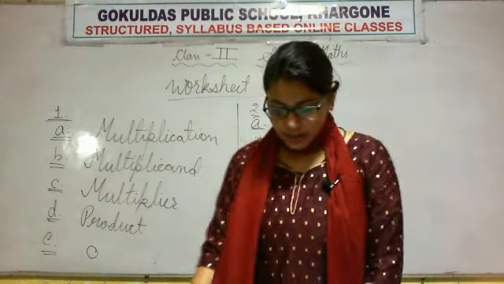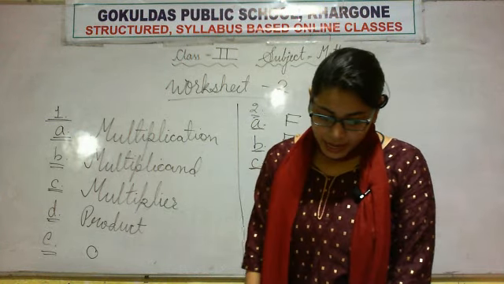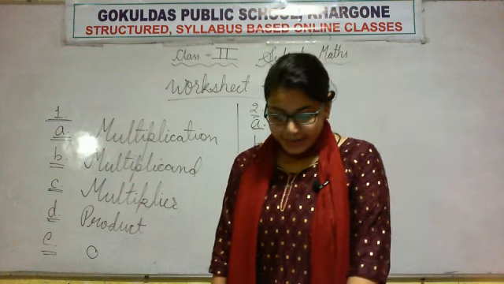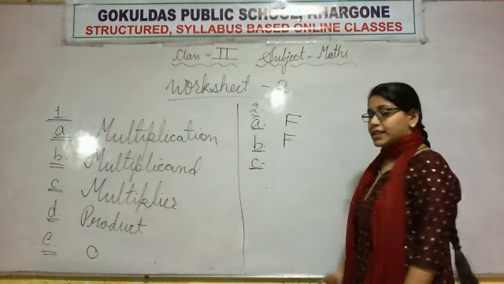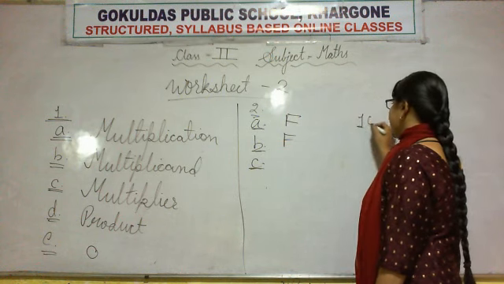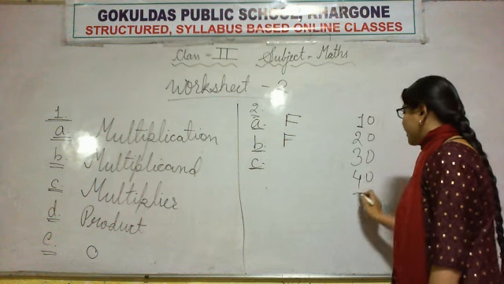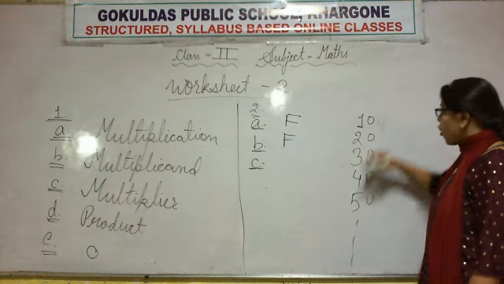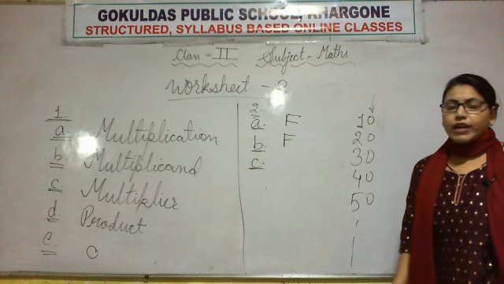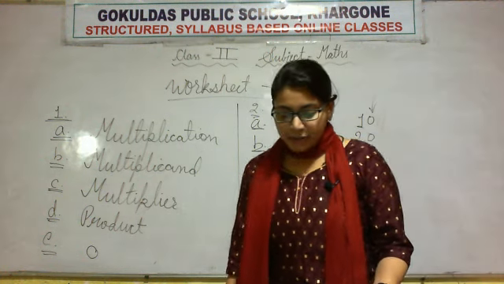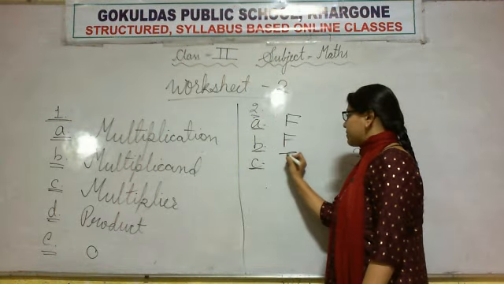Now the third one, C. If a number is multiplied by 10, the answer will always end in 0. Let's see the table of 10. 10 ones are 10, 10 twos are 20, 10 threes are 30, 10 fours are 40, 10 fives are 50 and so on. Look at the ones place. All the numbers are 0. So whenever we multiply any number by 10, the result will end in 0. So this statement is true.